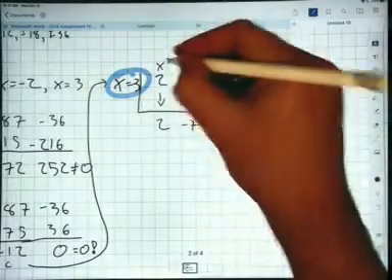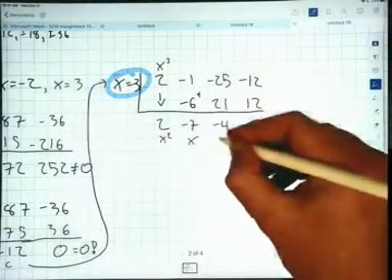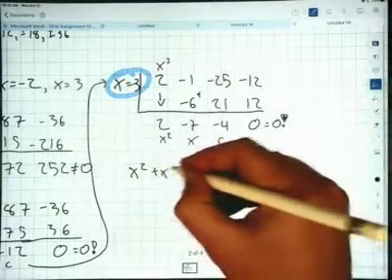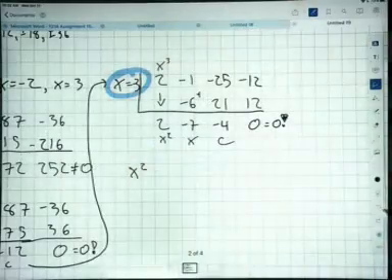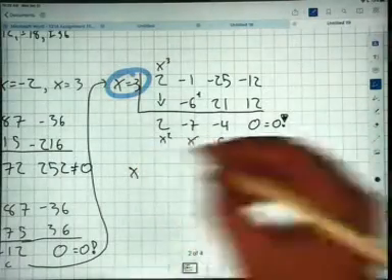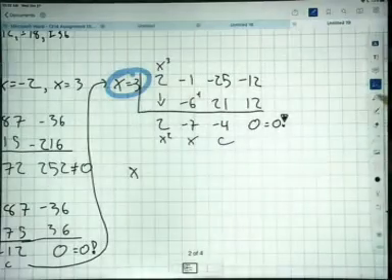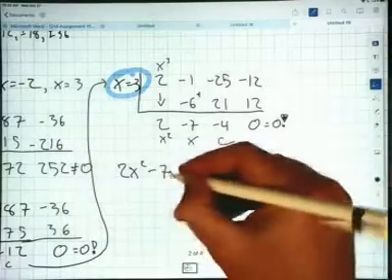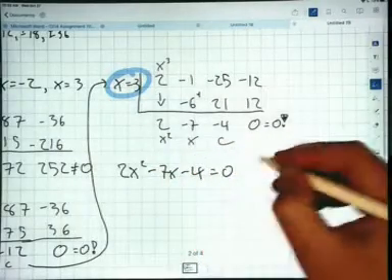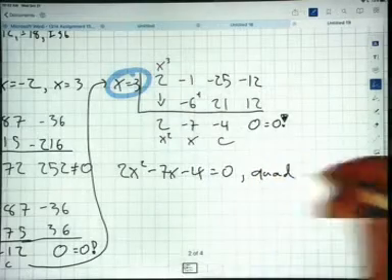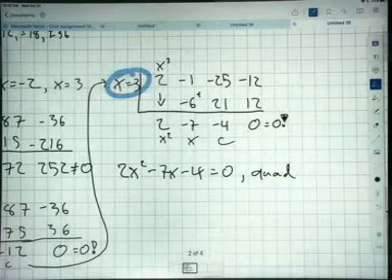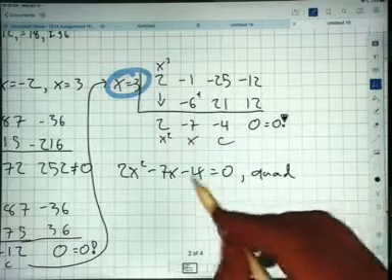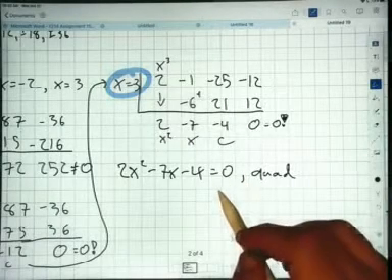So this was x to the 3rd. This is now x squared, x and our constant. Excuse me. That should be 2x squared minus 7x minus 4 equals 0. And once we get to a quadratic equation, I abandon the synthetic division. I stop, and I'm going to solve this by either factoring or completing the square.